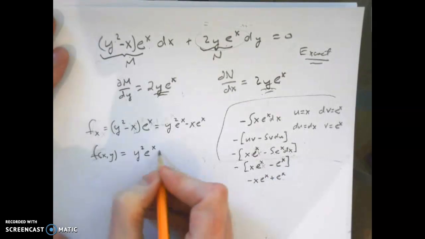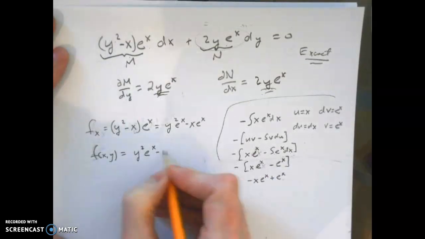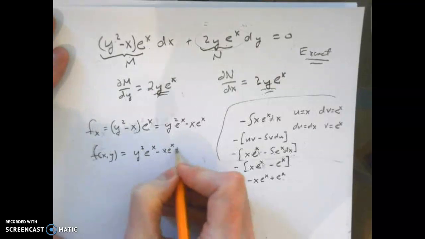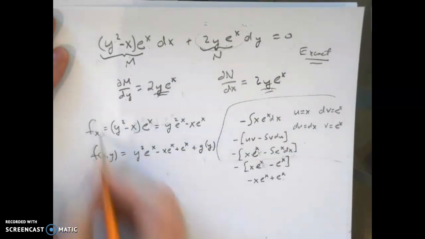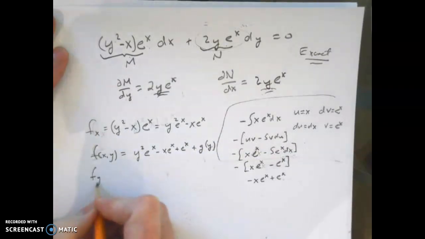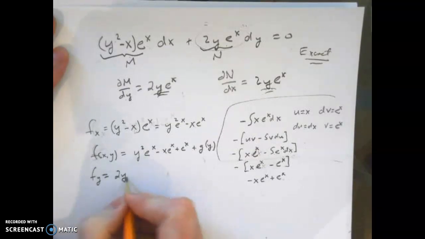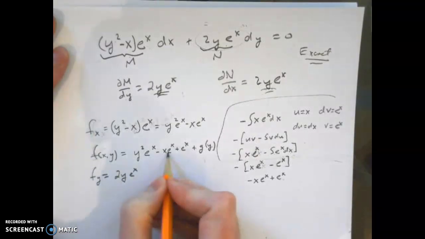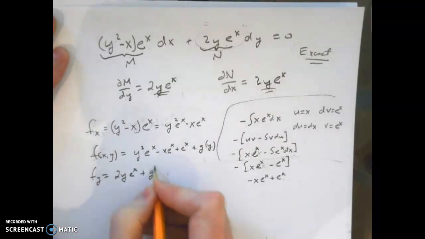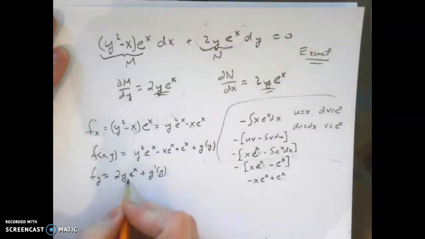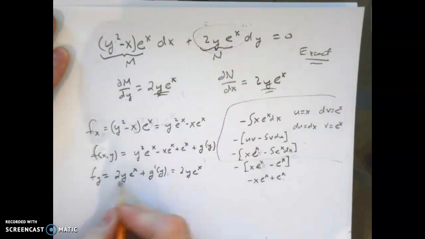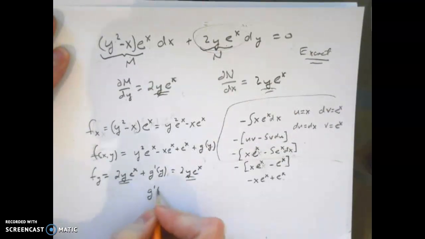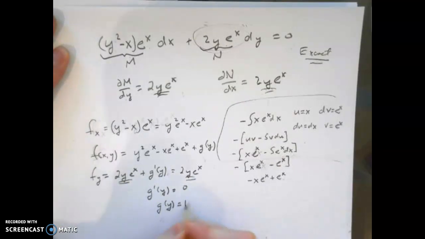Okay, so over here I've got minus x e to the x plus e to the x, and then plus I've got my g of y, since I'm taking the antiderivative with respect to x. Now I'll take my y derivative. It's going to be 2y e to the x. That goes away, that goes away. So plus g prime of y, and then I'm going to set that equal to this thing, equal to 2y e to the x. Oh, isn't that nice? Those go away. So g prime of y is equal to 0. So g of y is equal to some constant.